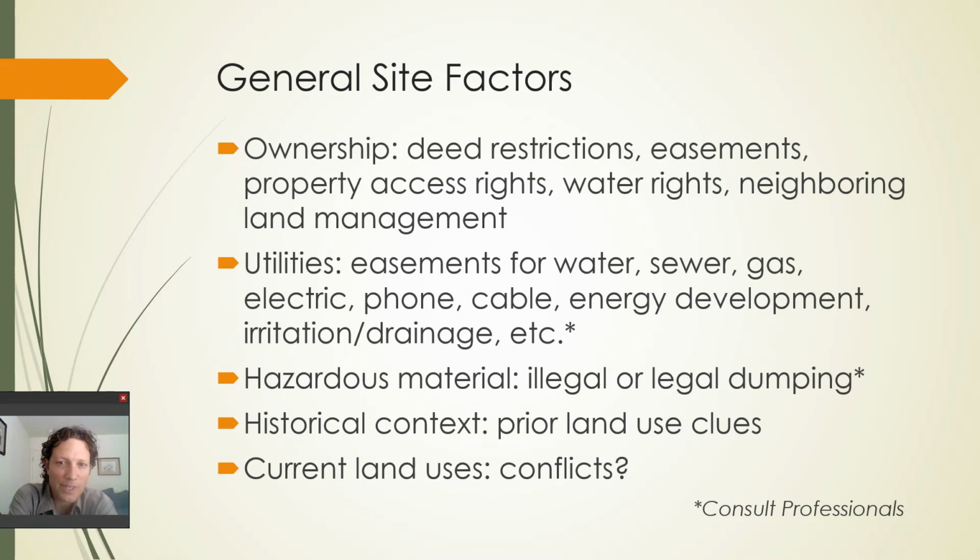And one tricky one is easements. So for example, did the owner enter into a conservation easement? Did they provide an easement to a county road or utility? All those things are really important to understand up front. Hazardous material, that I mentioned a couple times. You need to identify those things and get them out of there if they exist. Historical context. So again, understanding prior land use will help you determine what's possible there now. And then current land use. So are there conflicts over the use of this property?